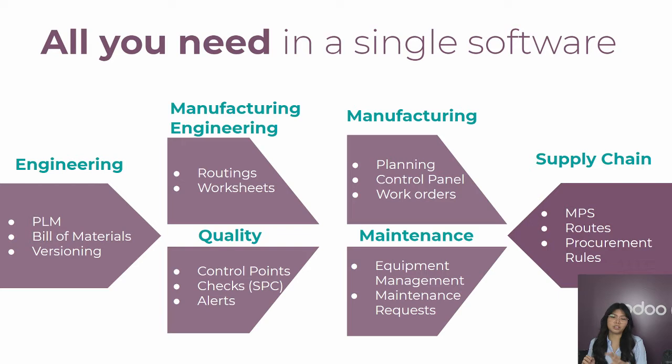In manufacturing engineering, Odoo already has the routings and the worksheets already integrated in the platform for your quality. We also have our control points and then we also have checks. So, pwede siyang parang for every product manufactured, may checking, or is it a random checking, or is it something that's periodical? We also have alerts that we can set up for our quality app as well.